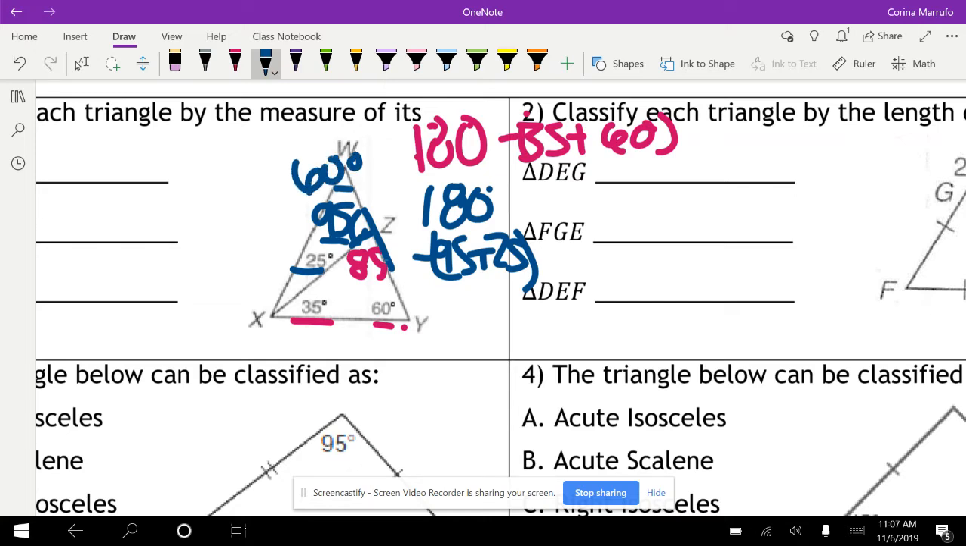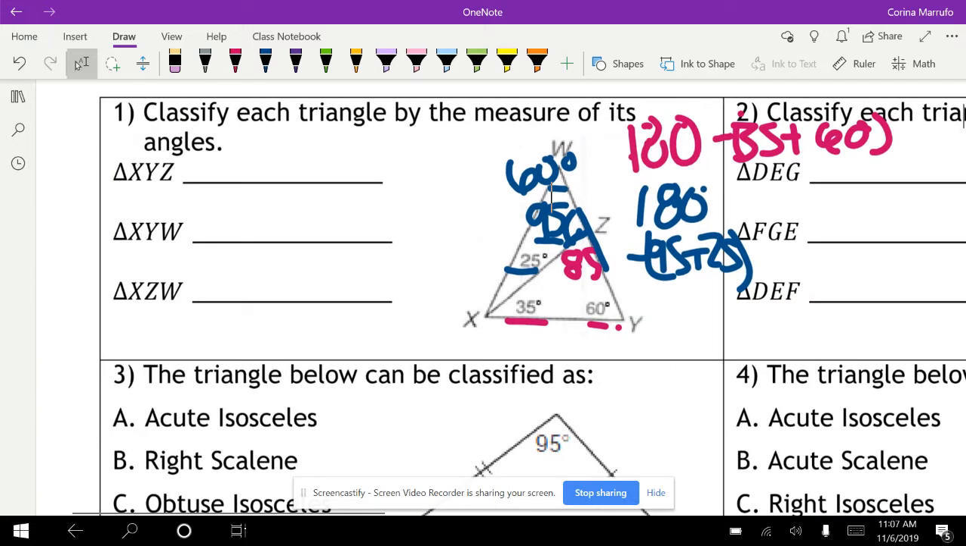All right, so now we're ready to classify. So it tells us here triangle X, Y, Z. X, Y, Z is this one right here. 35, 60, and 85 are all less than 90 degrees. So that is going to be an acute triangle.